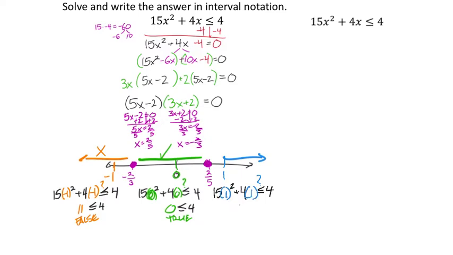It's really 15 plus 4, which is 19. And it's saying 19 is less than or equal to 4. Well, last time I checked, that's false. Since it's false, I'll put an X on that interval.